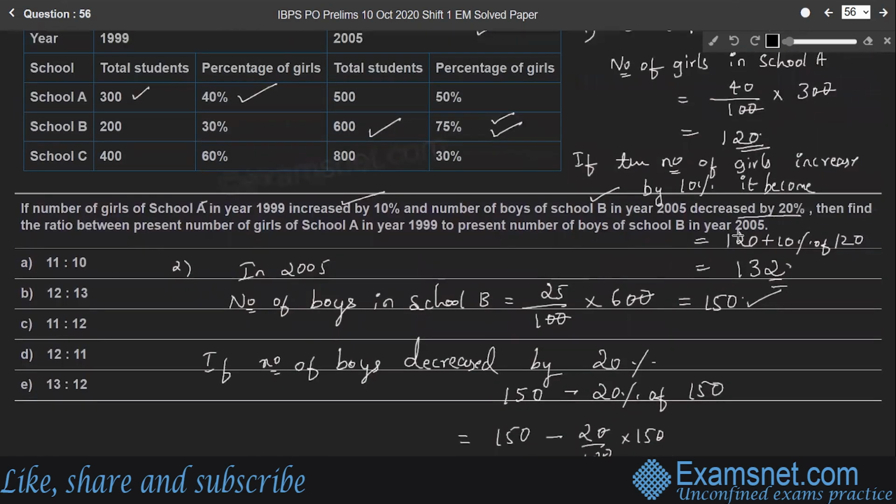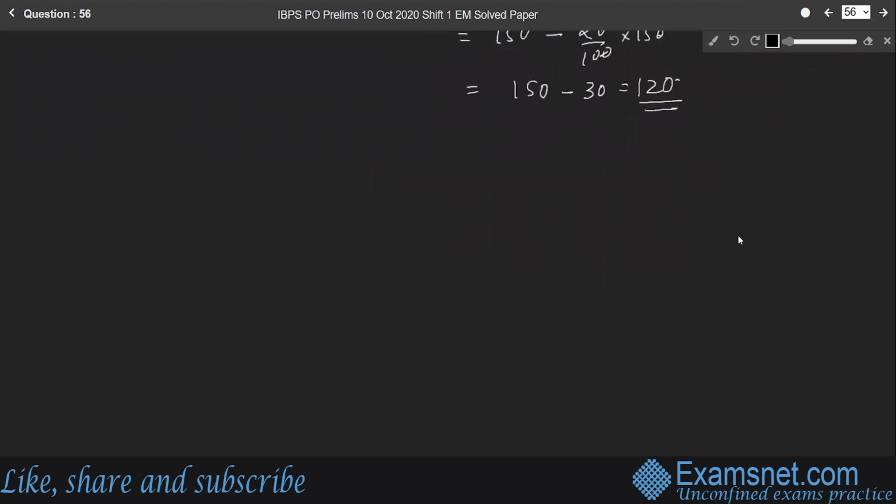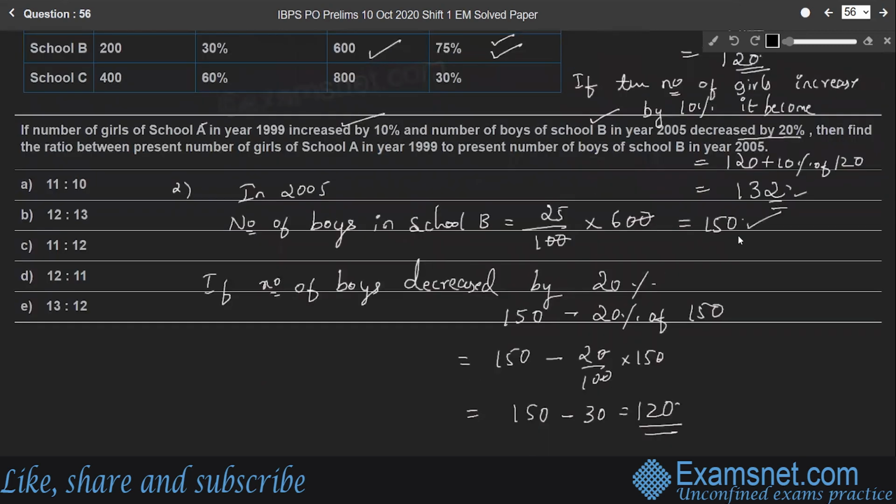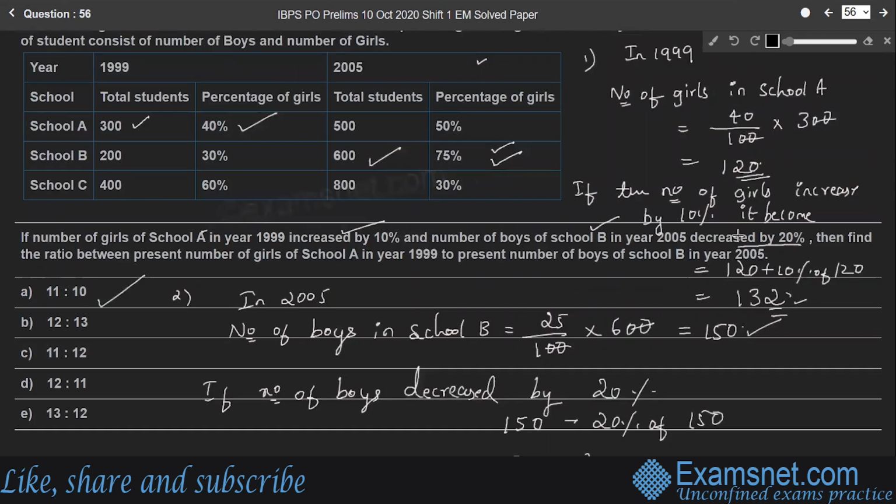Therefore, we have to find the ratio of the number of girls to the number of boys. Therefore, the required ratio is 132 is to 120. It is easily divisible by 12, right? 12 into 11 and 12 into 10. Therefore, the required ratio is 11 is to 10. Hence, option A is the right answer.